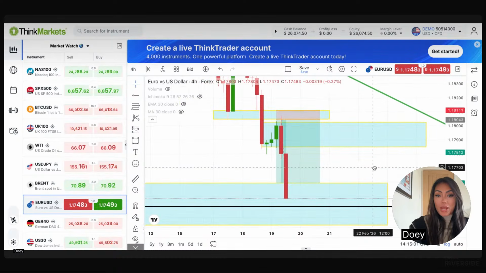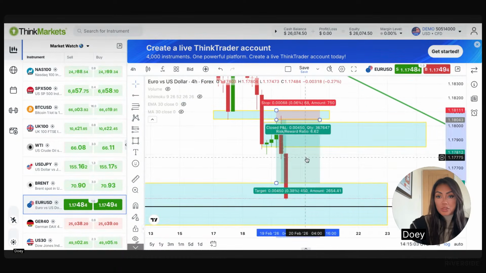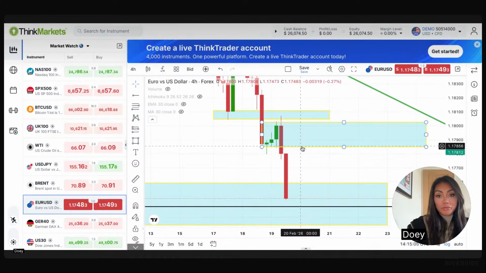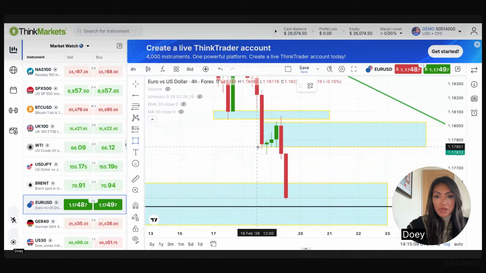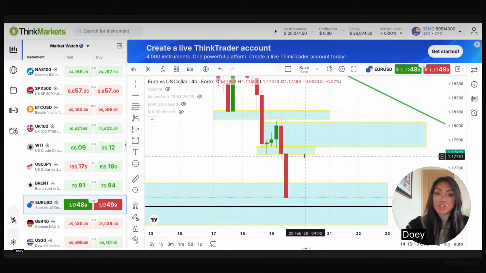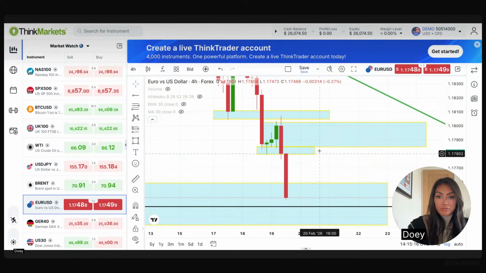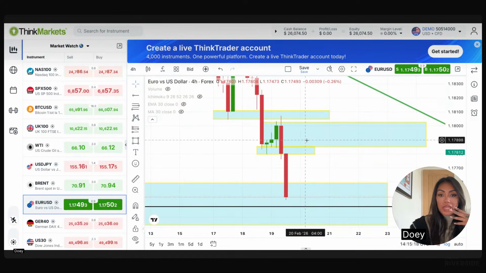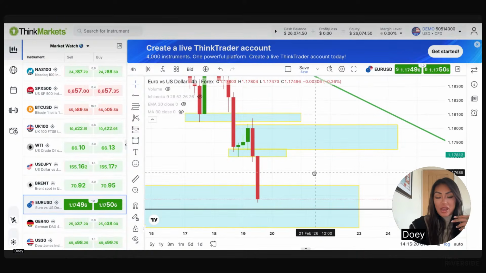But yes, now we're waiting for that pullback to happen. This is going to be my new key area to monitor. This here would be your area of retest. It's pretty much all the same, it's not that far off. So maybe having an area like that.